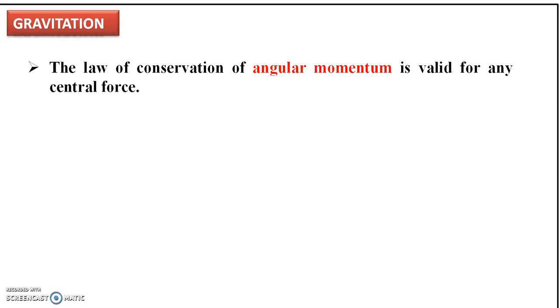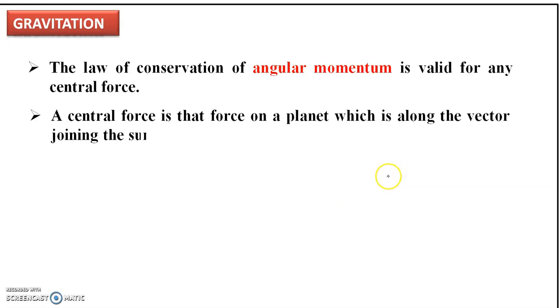What is meant by a central force? A central force is a force that always acts along the line joining the centers of the two objects. Gravitational force acts similarly like this. That means the gravitational force is a central force. The central force on a planet is along the vector joining the sun and the planet.